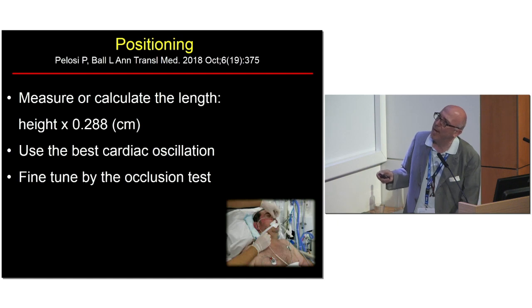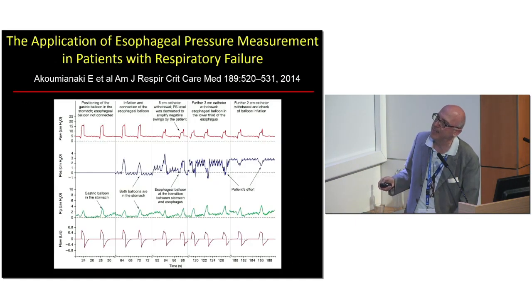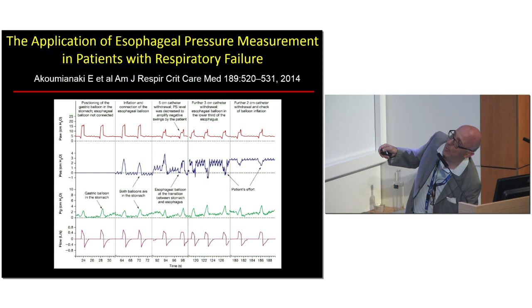Then we can measure the height of the patient times 0.2, and usually this is used to calculate the length at which we have to put the catheter, to get the best cardiac oscillation. I showed you that it depends on the device, and we should perform the occlusion test. So you see here, the catheter has to be put in the gastric, the stomach, if you are able to do so. Then the balloon here, you see the esophageal pressure.